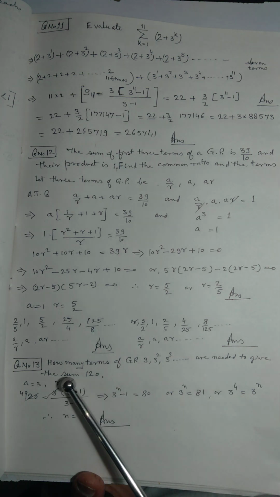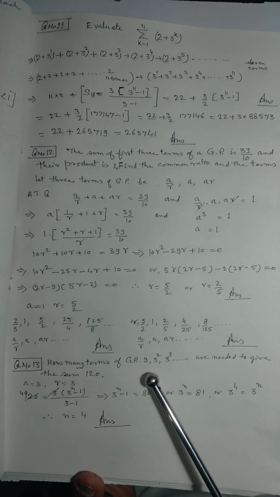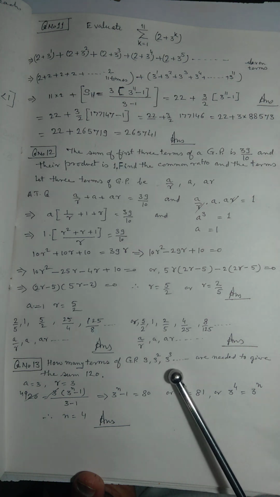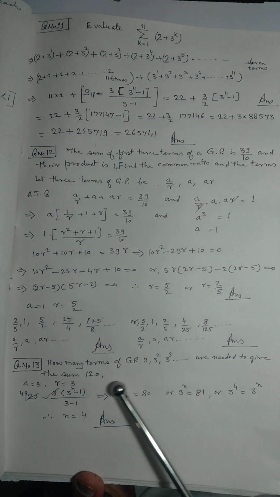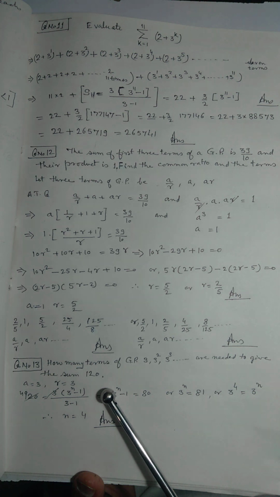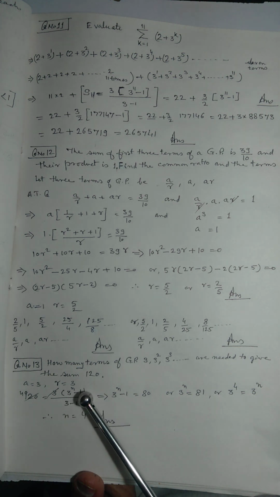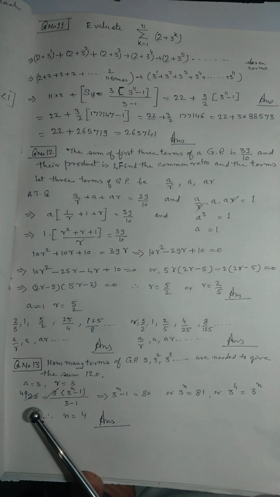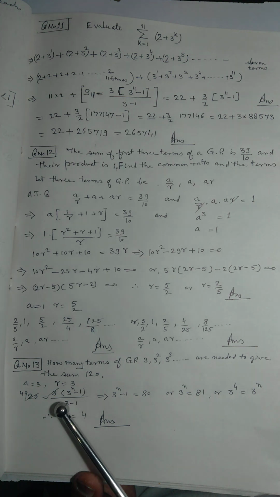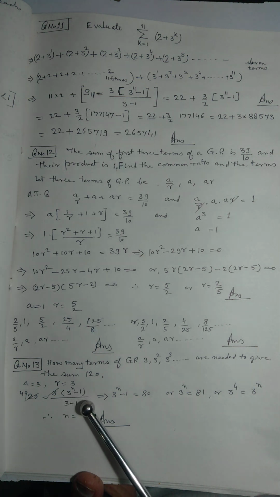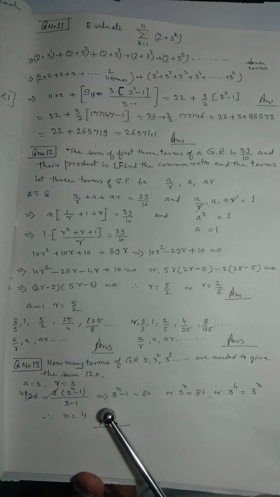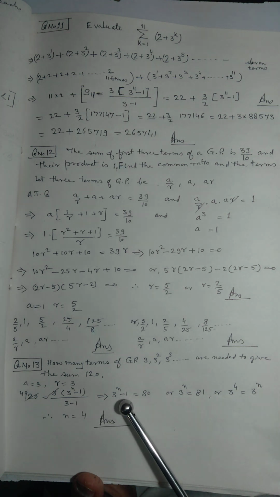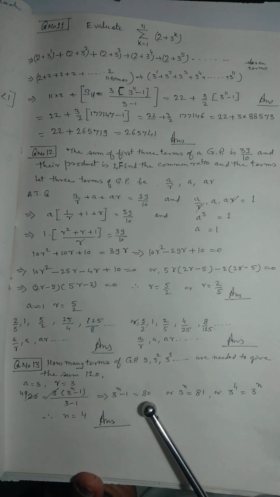Question number 13. How many terms of GP, that is 3, 3 square, 3 cube, are needed to give the sum of 120. A is equal to 3, R is equal to 3. Here A is equal to 3 and R is equal to 3. Now we are having the total sum, that is 120 is equal to 3 in bracket 3 raised to power n minus 1 upon 3 minus 1, that will be equal to 3 raised to power n minus 1, and it will be equal to 80.